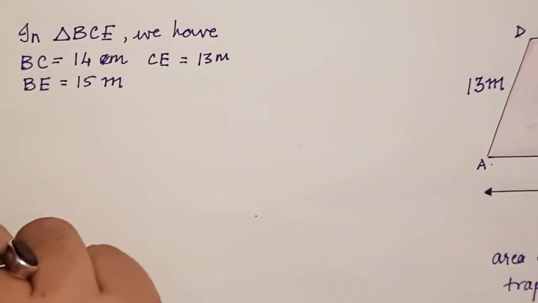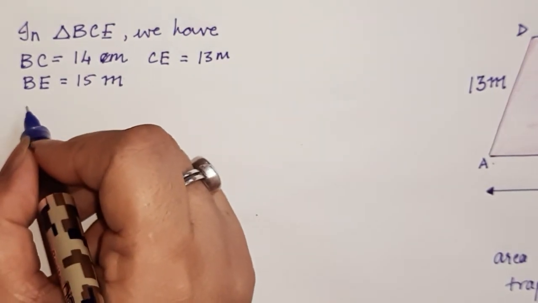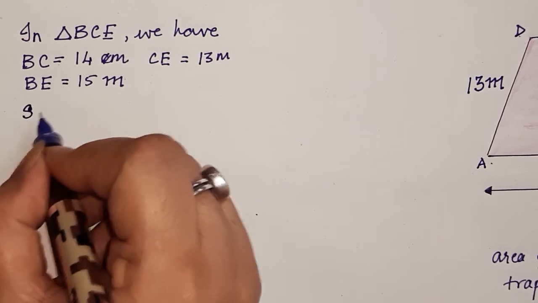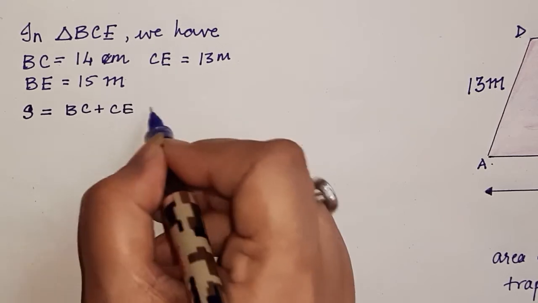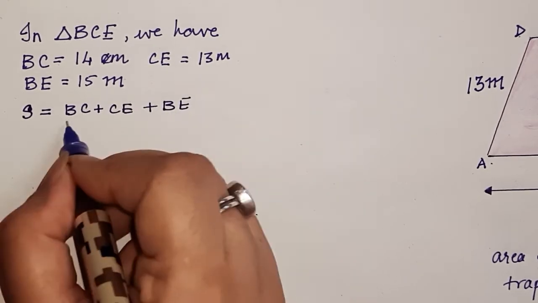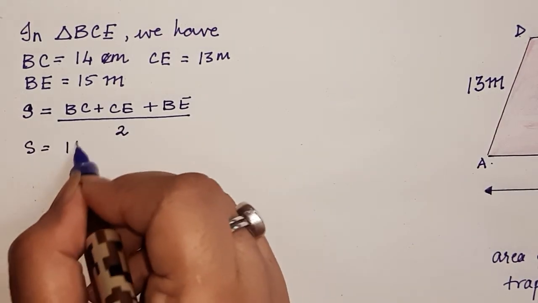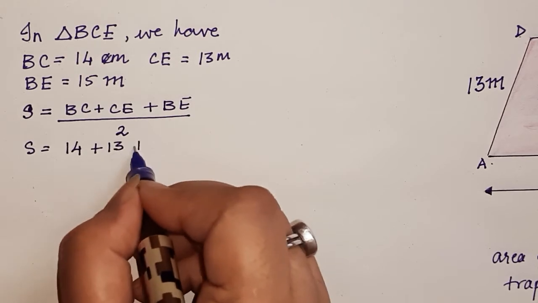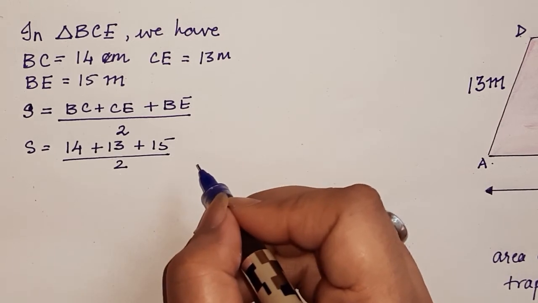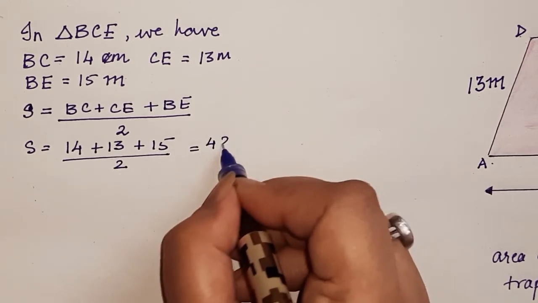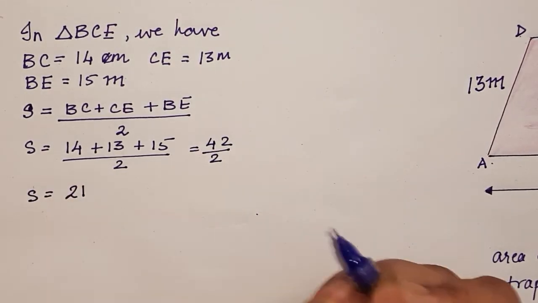In order to use Heron's formula to find the area of triangle BCE, the first thing is to find the semi-perimeter, that is S is equal to BC plus CE plus BE, all divided by 2. So the semi-perimeter will be equal to 14 plus 13 plus 15 divided by 2. How much is this? This will be equal to 42 divided by 2. So the semi-perimeter is equal to 21.